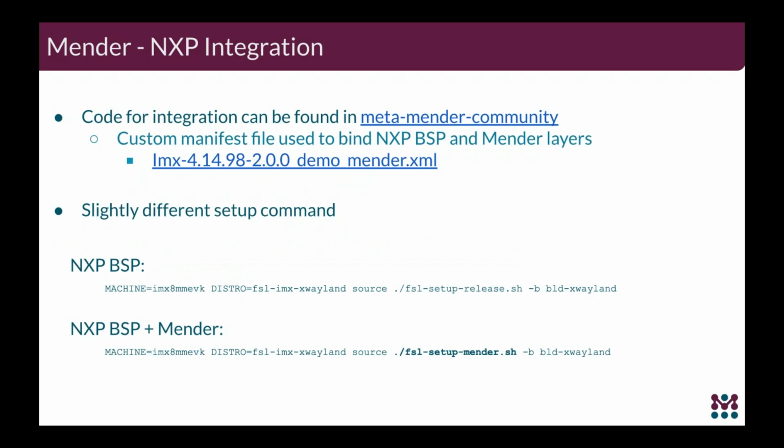And the bottom couple of lines here show really the only difference that needs to be done. Instead of calling fsl-setup-release, you just call fsl-setup-mender, which will then call fsl-setup-release on your behalf. If you've got a Yocto build and you're familiar with how to do it with the standard fsl-setup-release.sh, then getting a Mender integrated version of this up and running is essentially trivial.